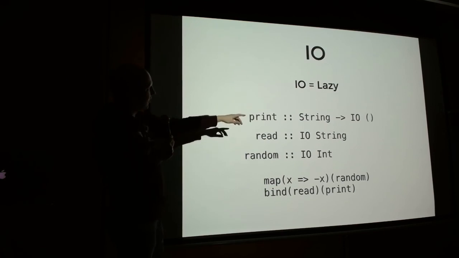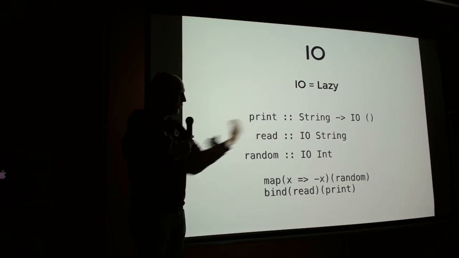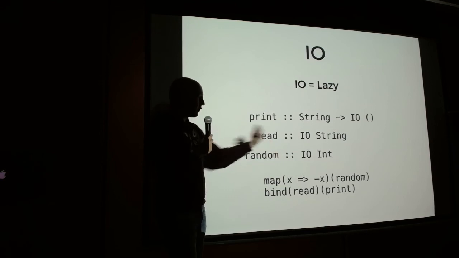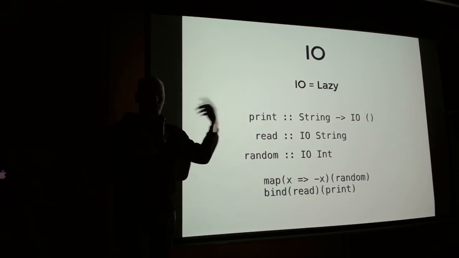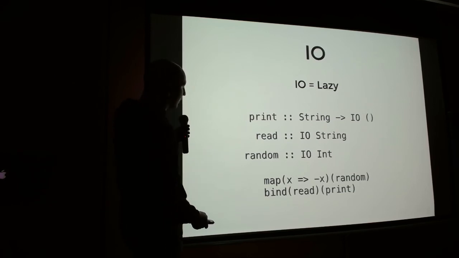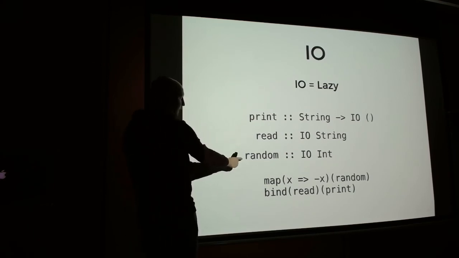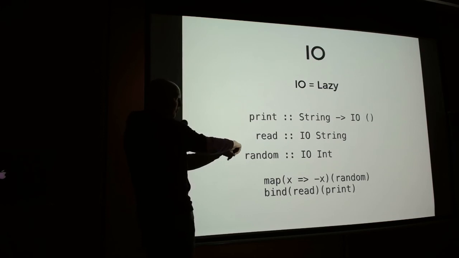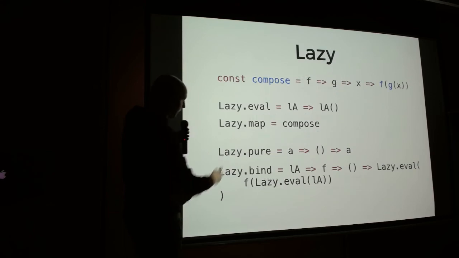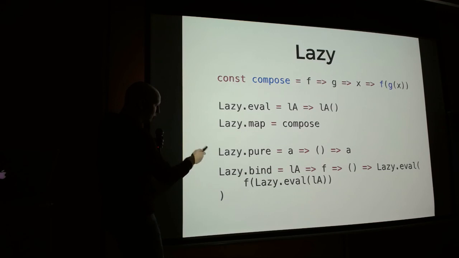So, okay, if you just equate IO to lazy, for instance, read will eventually give you a string that the user types into the terminal, and random will eventually give you an int that the random number generator generates, then you can still work with those values without side effects, right? You can use this, and before they evaluate it, they won't produce any side effects. And the good thing is that we made our lazy a functor and a monad.